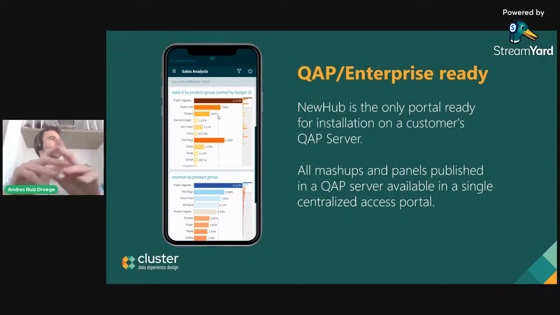One thing to note here also, the NewHub dashboard is actually ready for deployment on enterprise servers and QAP servers, and this is actually the only portal currently on the market that is ready for both solutions. What does this mean? It means you can aggregate both Qlik apps and mashups and display them side by side into one single centralized access point.